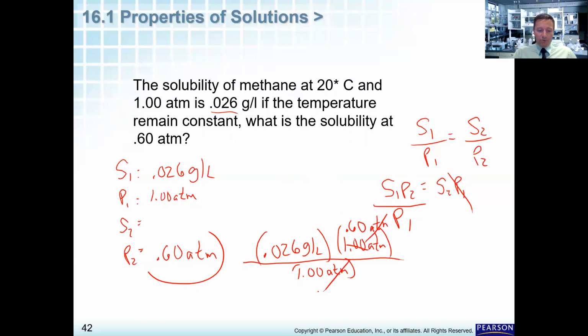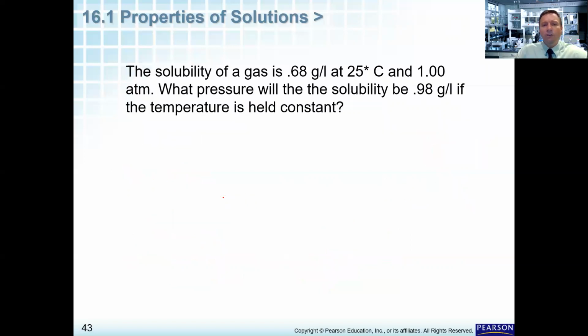So I'm going to go 0.026 times 0.60, and I'm going to divide that by the 1, which is my P1. And because I have only 2 sig figs right there, my solubility is going to be 0.016 grams per liter. And that is my answer, solubility 2. So notice what happened. The pressure decreased, my solubility decreased. So that makes sense. All right, let's look at another one.